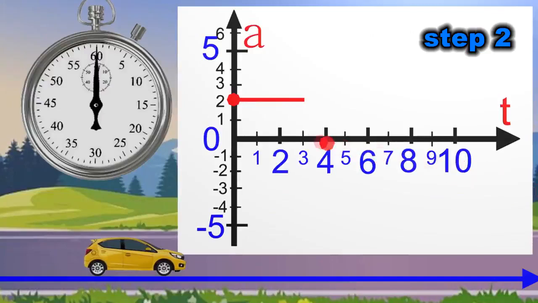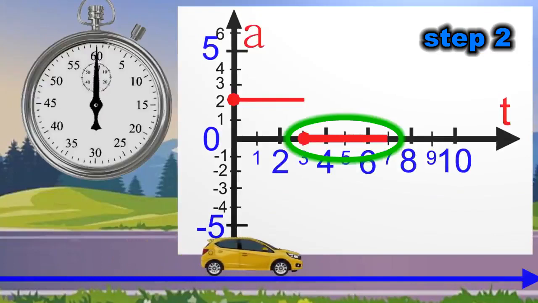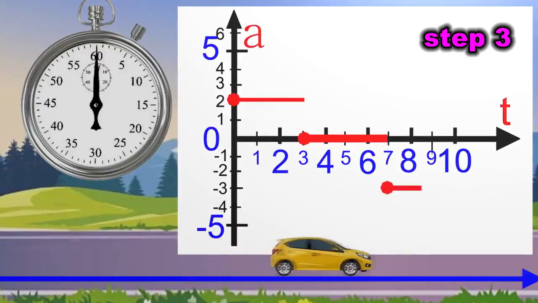Second step. The car velocity is constant, so the acceleration is 0. This step took 4 seconds. This line. Third step. The velocity decreases, so the acceleration is negative, and is equal to -3 meters per second squared. This step also takes 2 seconds.